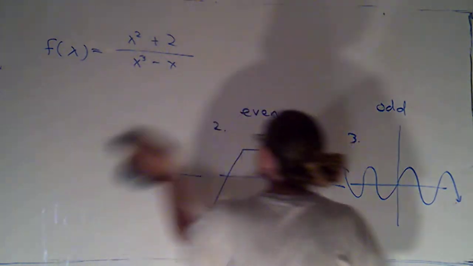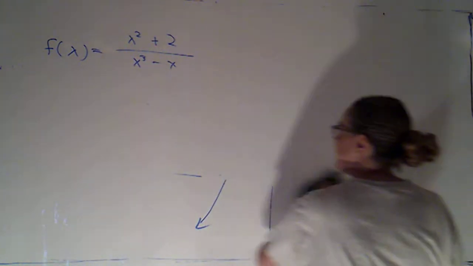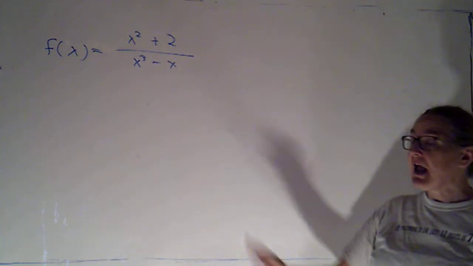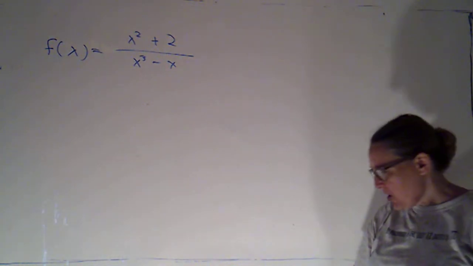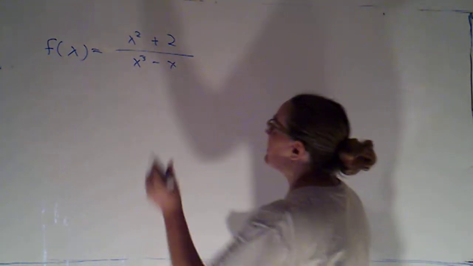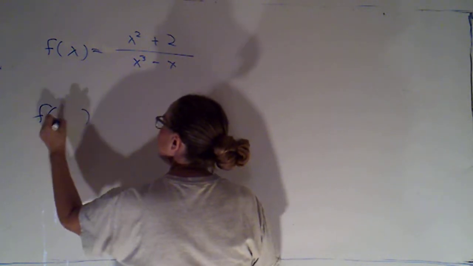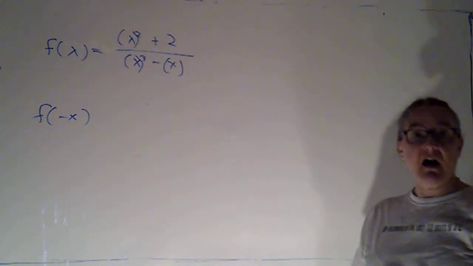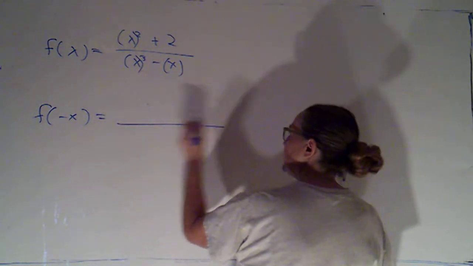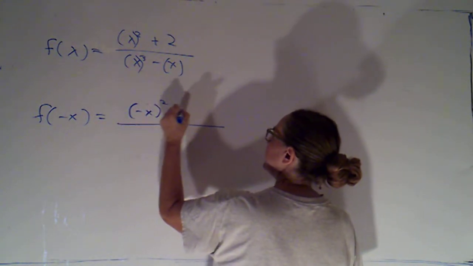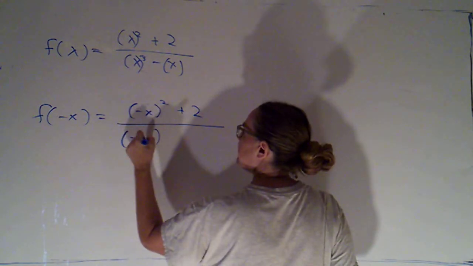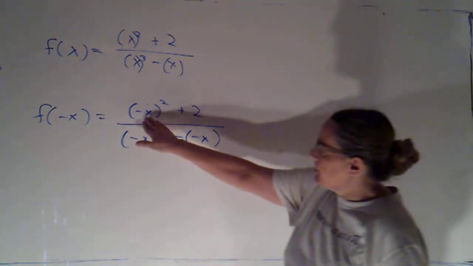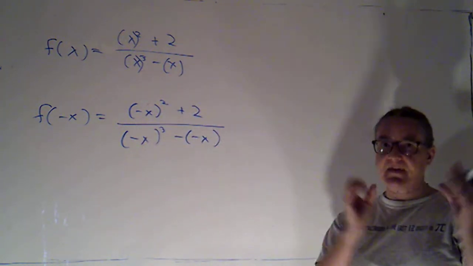Now, I want to take a look at this function f of x here. And it's tempting to say, oh, I've got even powers and odd powers, so it's neither. But things get a little bit more complicated when you've got a fraction. So if I work with f of the opposite of x, I'm replacing every single x with the opposite of x. So on top, we're going to get the opposite of x squared plus 2. On bottom, we're getting the opposite of x cubed minus the opposite of x. And notice, when I'm plugging in the opposite of x, I put that in parentheses.